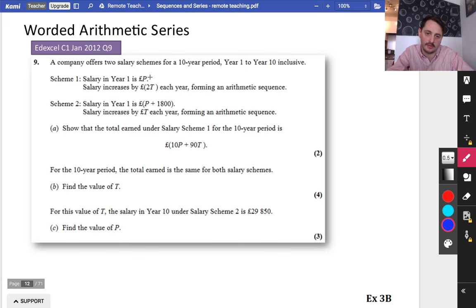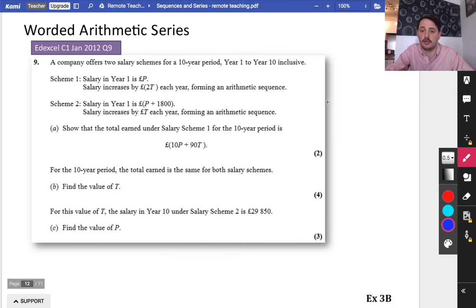Salary in year 1 is £p, and the salary increases by £2t each year, forming an arithmetic sequence. The salary in year 1 for the second scheme is p plus £1,800, and it only increases by t each year, forming an arithmetic sequence. So in this scheme, you get a smaller amount of money to begin with, but each year the amount increases by double the amount that it does in the second scheme. And in the second scheme, you get more money in the first year, but it increases by a smaller amount each year.